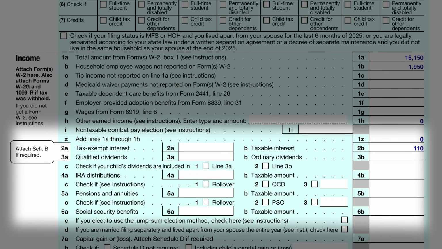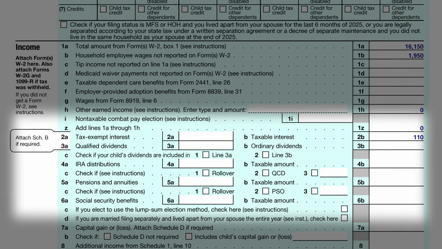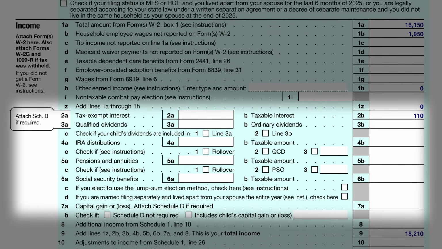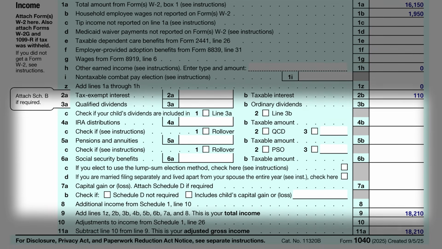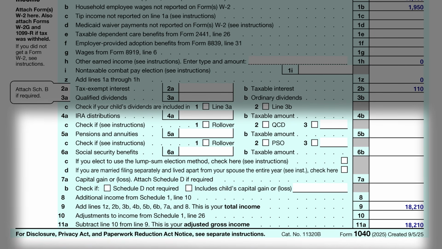Next, we come to capital gains. This applies if you've made money from selling stocks, real estate, or other investments. A capital gain happens when you sell an asset for more than what you paid for it. If you sold for less, that's a capital loss. These gains and losses must be reported separately. John didn't have any, but if you do, make sure to check the instructions for properly reporting them. Then, after adding up all his income sources, John calculated his total income.